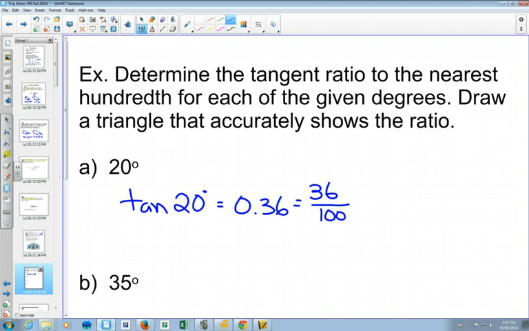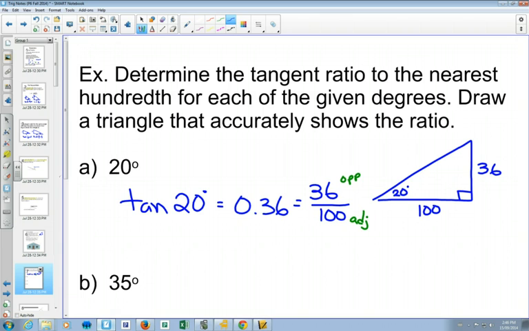So now if we drew a triangle and labeled one angle at 20 degrees, one possible triangle that would exist would have, remember, tangent is the opposite side over the adjacent side. One possible triangle that could exist is if you made this 36 and this 100. Then you would get a 20-degree angle.